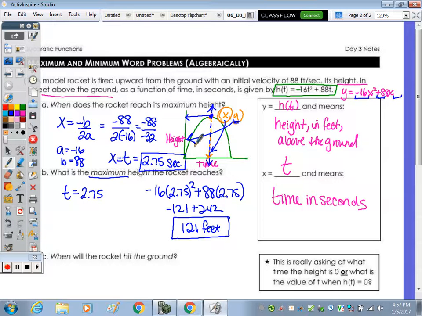When will the rocket hit the ground? Okay, so just to trace in yellow, the rocket's going up and it's hitting the ground right here. So that is our route, okay? But if it took 2.75 seconds to go up, we can assume it's going to take 2.75 seconds to go down. So multiplying 2.75 times 2, the rocket will hit the ground at 5.5 seconds.